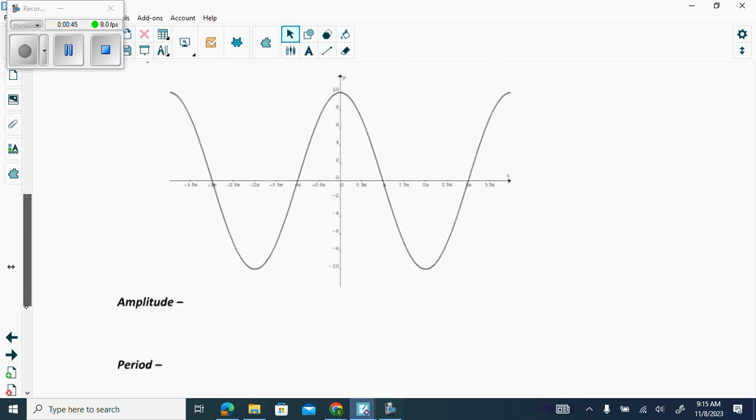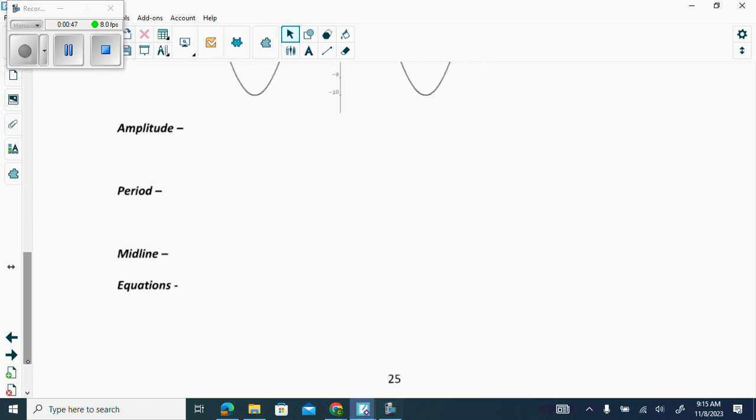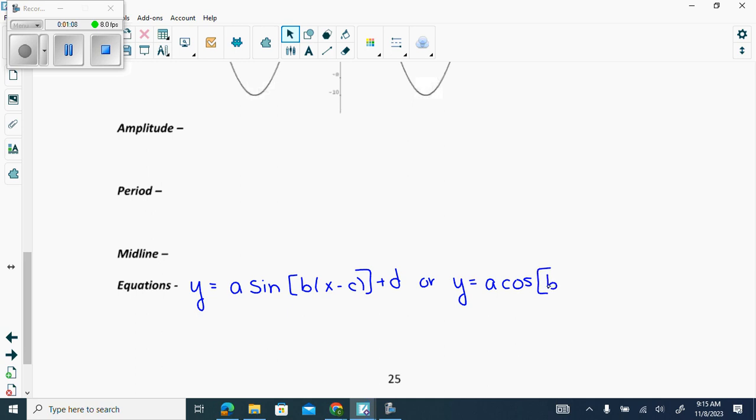We'll go back up there in a second. We know that our equations, I'm just going to write the general form up here, are y equals A sine(B(x minus C)) plus D, or, and these are on the bottom of our formula sheet, y equals A cos(B(x minus C)) plus D. Right?